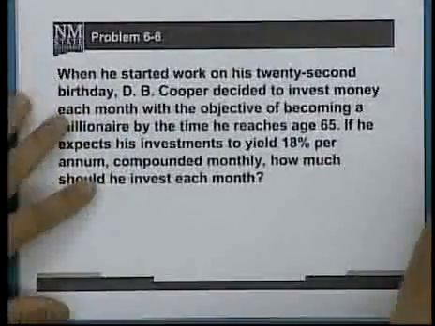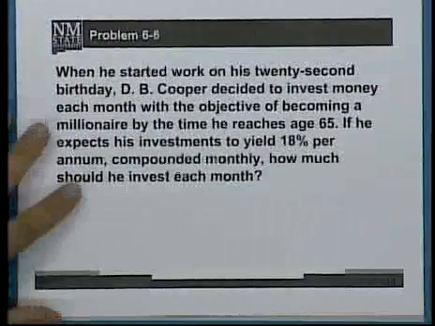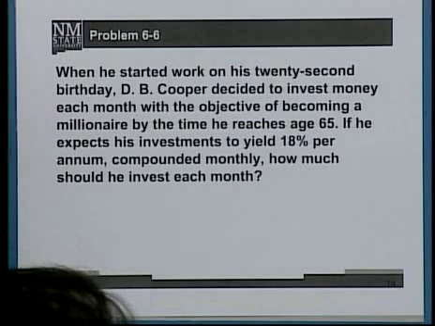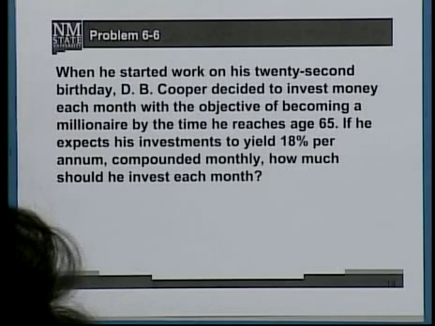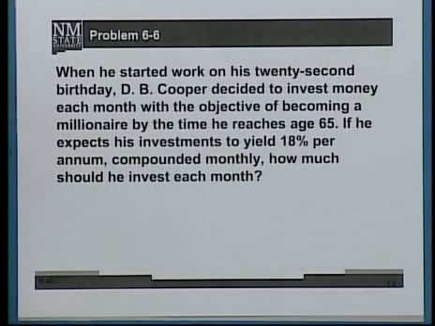Engineering economy. So let's solve problem 6-6. When he started work on his 22nd birthday, D.B. Cooper decided to invest money each month with the objective of becoming a millionaire by the time he reaches age 65. If he expects his investments to yield 18% per annum, compounded monthly, how much should he invest each month?